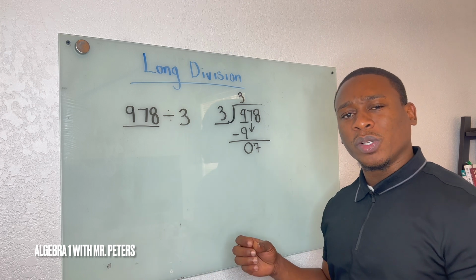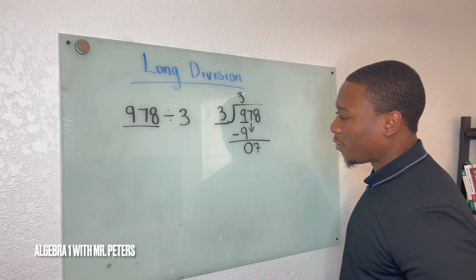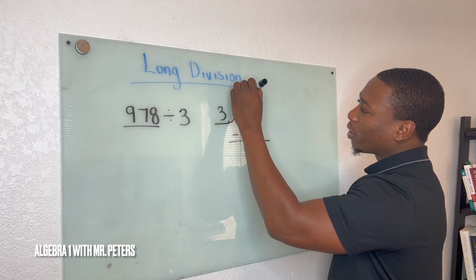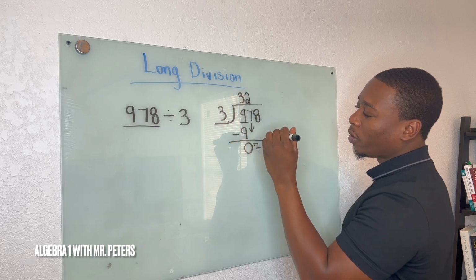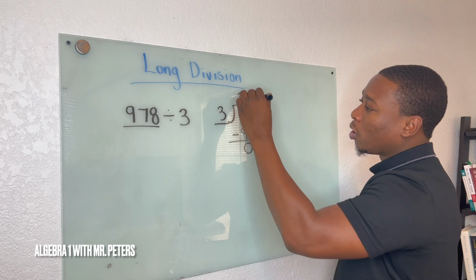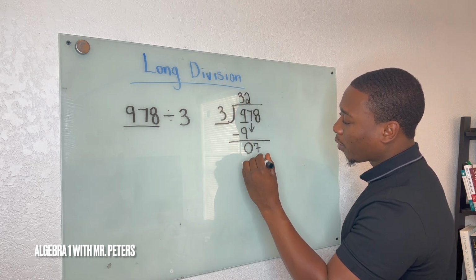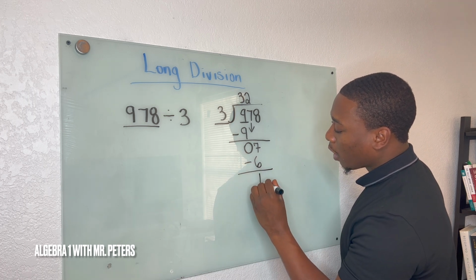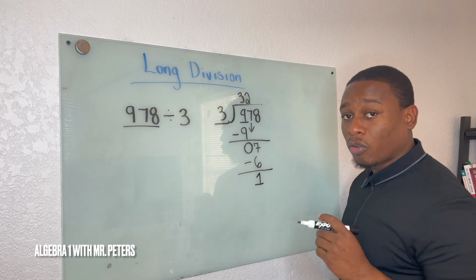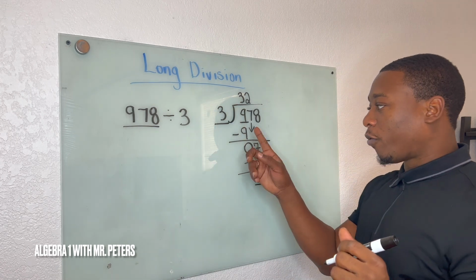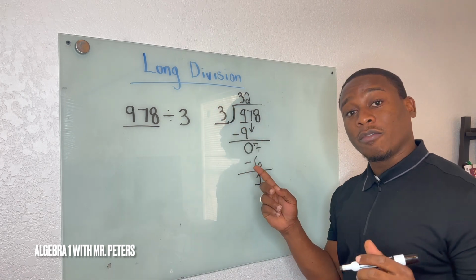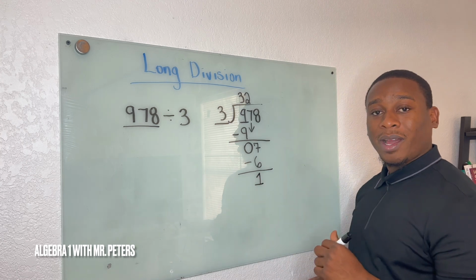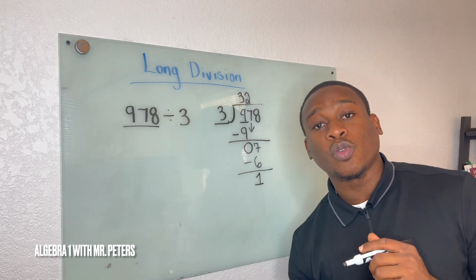So what we're going to do is try to get as close as we can to 7. And I know 3 times 2 is going to give me 6. So once I multiply this back, we're going to have 7 minus 6, and we're going to have a remainder of 1. So first division step, second division step, and we're still not done, guys, because guess what?